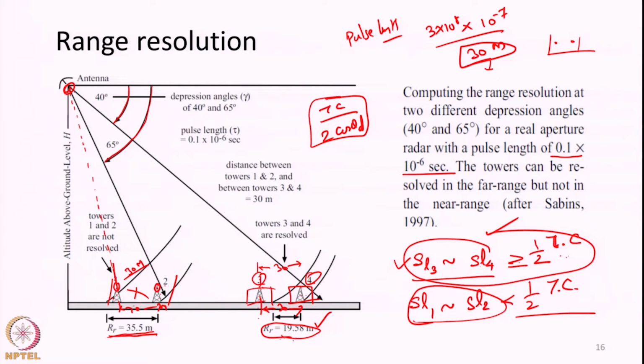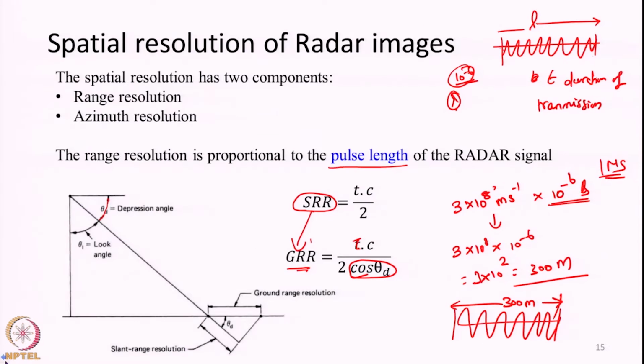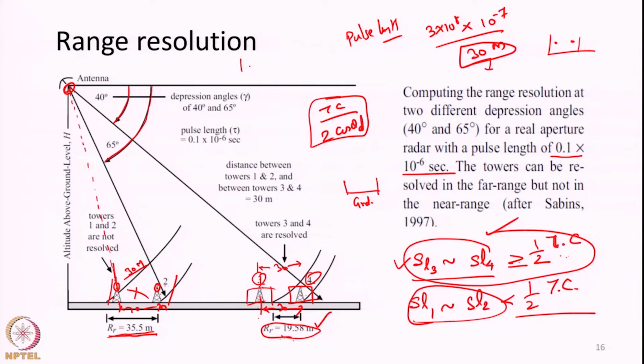However, the exact horizontal distance between the objects, which determines the pixel size or spatial resolution in terms of the ground range distance, will vary depending on whether the objects are present in the near range or far range, because the equation to convert slant range resolution to ground range resolution is given by this, where theta d is the depression angle. So based on the depression angle, the ground range resolution will vary. In general, the pixels will have a larger dimension, or I will say coarser resolution, in the near range, and pixels will have finer resolution in the far range.